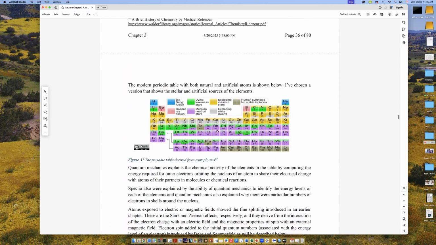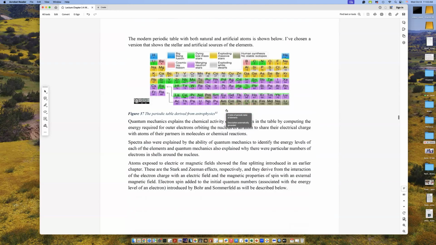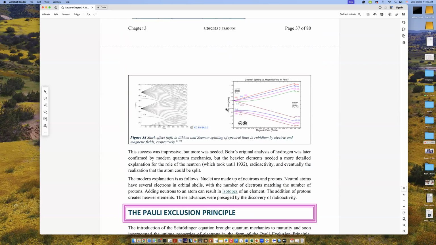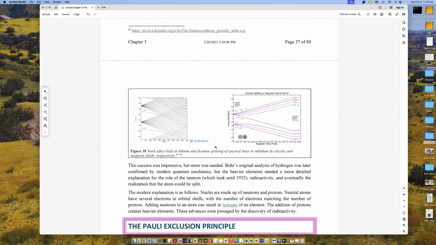This is the modern version. And this is the version that comes from the cosmologists, showing that hydrogen and helium were produced in the Big Bang, and a tiny amount of lithium, and all the rest of this, except the human-made synthetic atoms, were made in stars or stellar explosions. And along the way, other effects were seen.